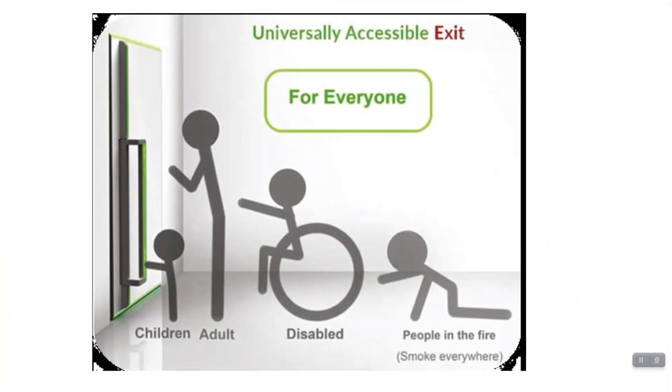So this is a schematic picture which shows, for example, the universal accessibility to exit. When you look at the door handle, it is very long, starting from very high to very low, to make sure that everyone can reach the door handle. So this has been studied according to the anthropometric data of people.